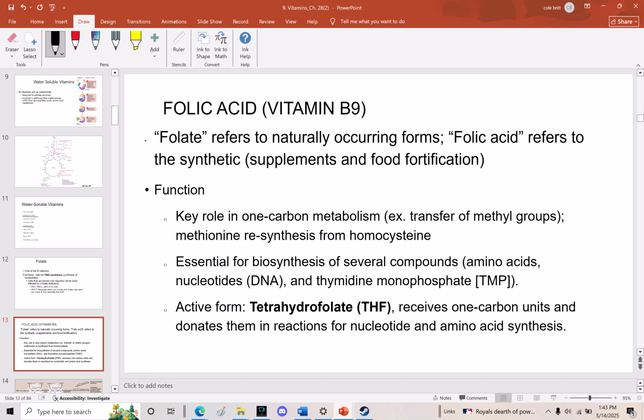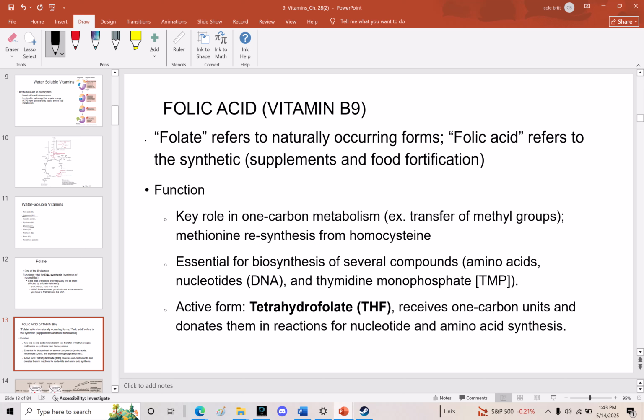So folic acid, by the way, folate versus folic acid. It's probably good that you know the difference. Folate refers to naturally occurring forms. Folic acid is synthetic. We make it. We can make it and put it into supplements. And so food items, we'll talk about bread, are supplemented with folate.